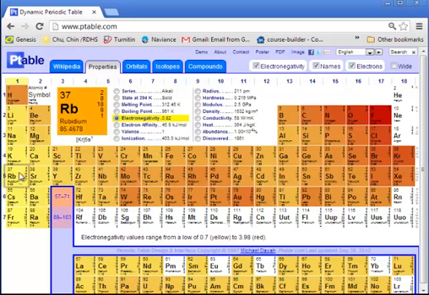And now let's take a look across the same period. If you look at period 2, lithium at 0.98, 1.57, 2.04, 2.55, 3.04, 3.44, and 3.98. A very nicely increasing trend due to the size getting smaller.